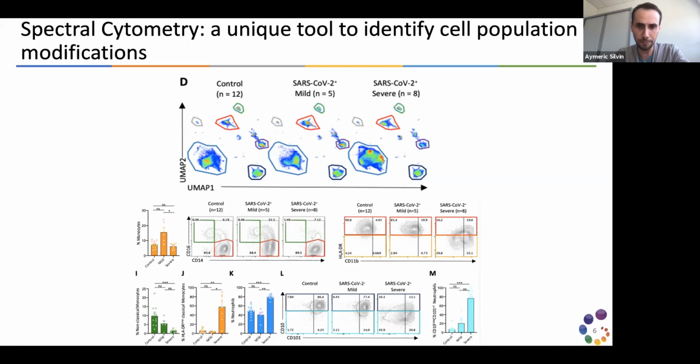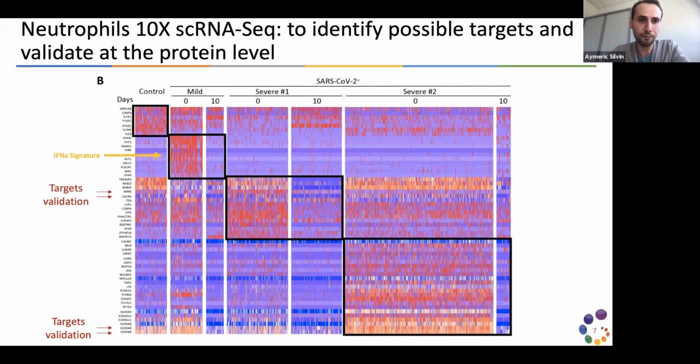It was the first sample that we analyzed to see which population was changing. Then we decided to do single-cell RNA-seq, and since we saw that the neutrophils were highly modified in severe COVID-19 patients, we decided to do 10x single-cell RNA-seq, but we did a very quick red blood cell lysis on fresh blood samples. So that's why we had so few patients, because we had to work fresh in order to keep the neutrophils to have them in this single-cell RNA sequencing.